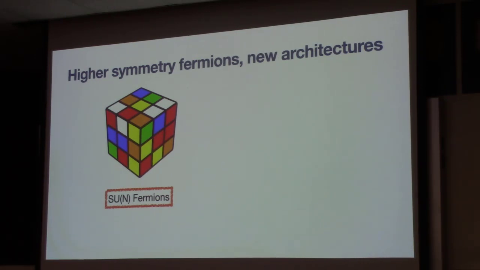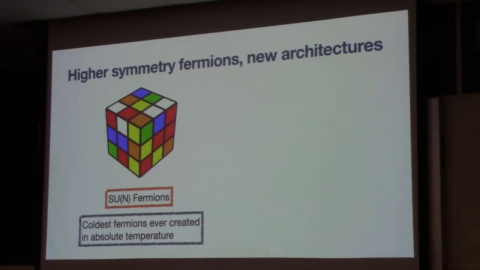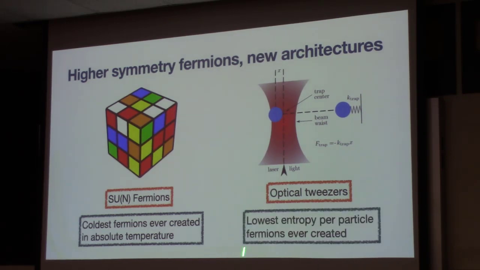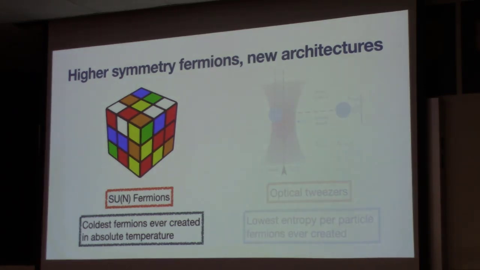On the one hand, we have the higher symmetry fermions, or fermions that exhibit this SU(N) symmetry. And you'll see in a few slides why I picked that Rubik's Cube with so many colors. But just to give a milestone, with this, the experiments have achieved the coldest fermions ever created in absolute temperature. And another route is to use optical tweezers, where the lowest entropy fermions were ever created. So for the sake of time, we'll talk mainly about the SU(N) fermions.